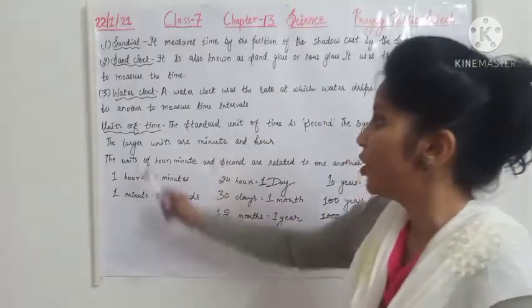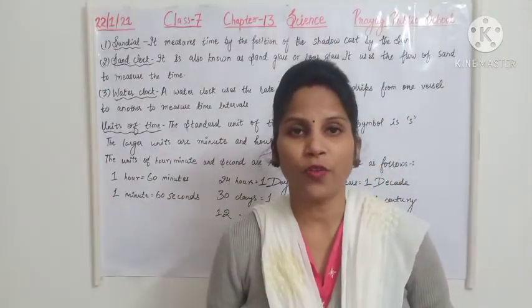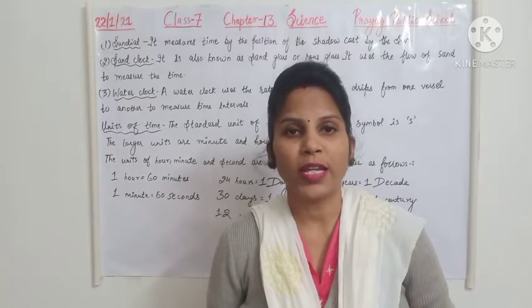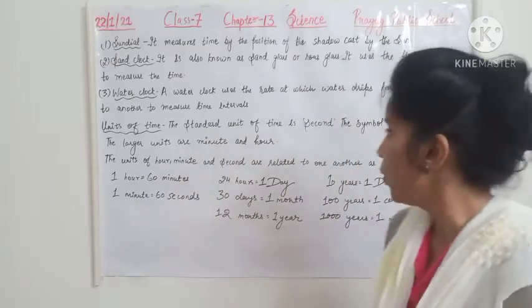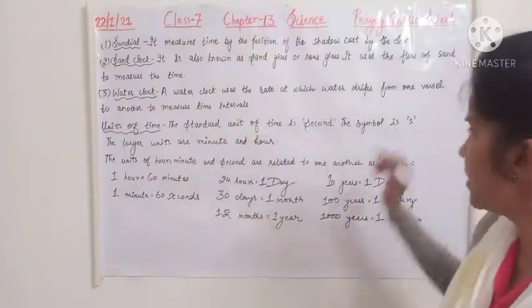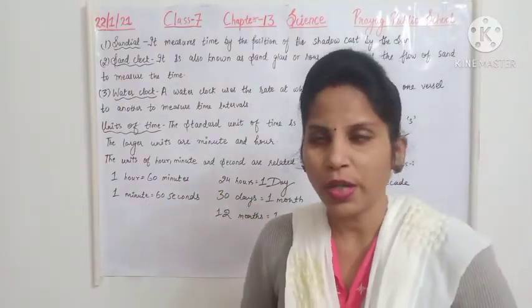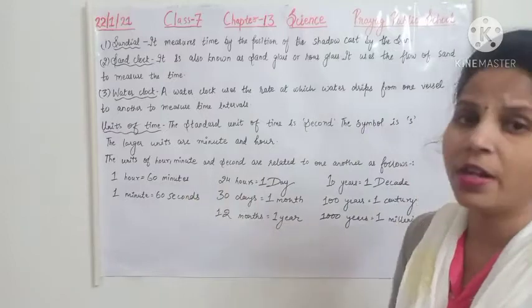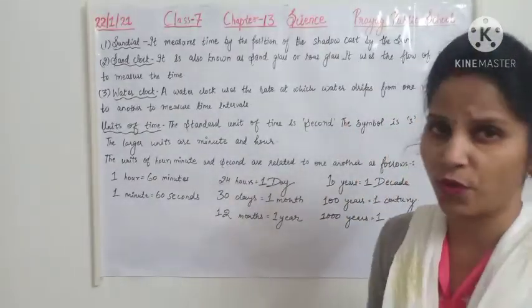Now we will study units of time. Children, as you all know, the basic standard unit of time is the second. The symbol is small s, and the larger units are minutes and hours. The units of hour, minute and second are interrelated to each other as follows.